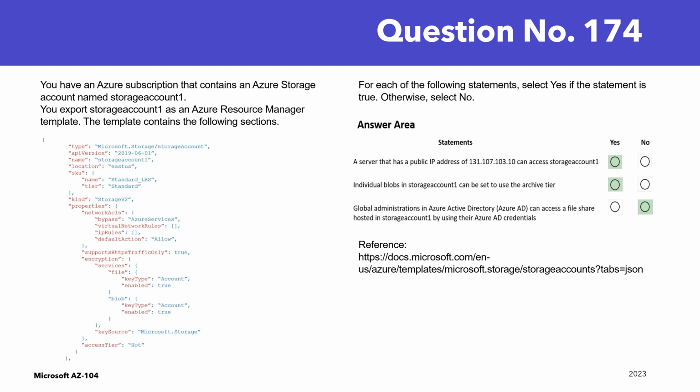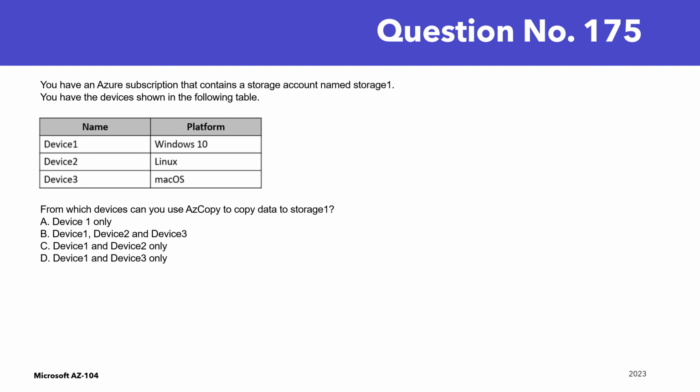Statement: Yes. Individual blobs in Storage Account 1 can be set to use the archive tier. Statement: Yes. Global administrators in Azure Active Directory, Azure AD, can access a file share hosted in Storage Account 1 by using their Azure AD credentials. Statement: No.